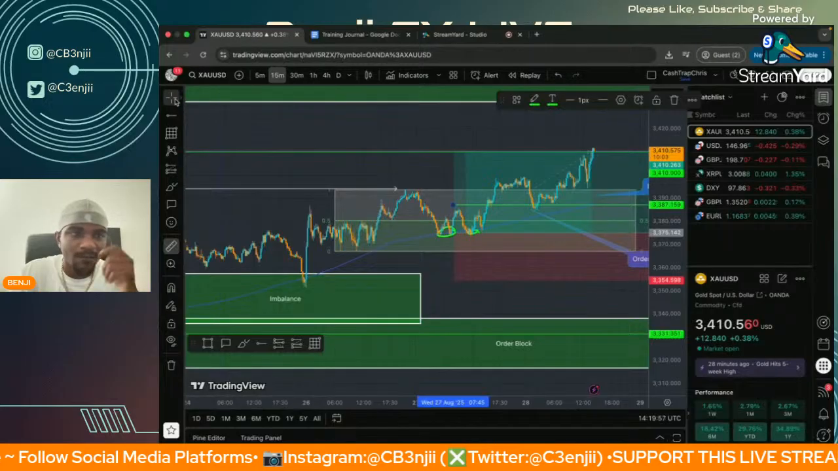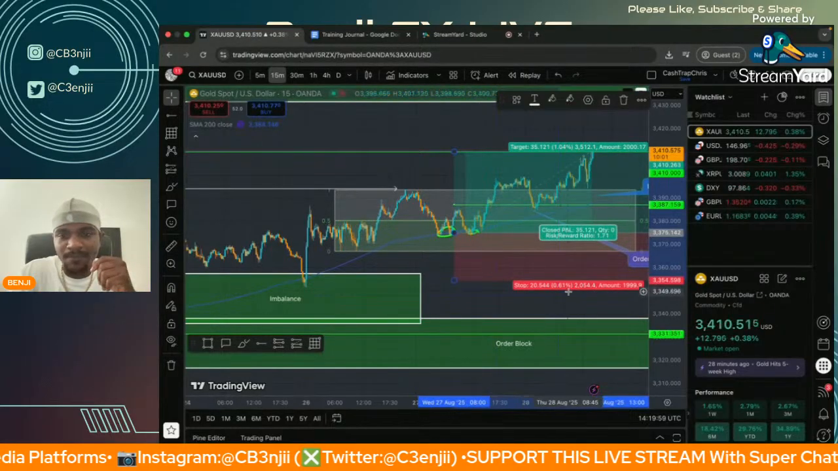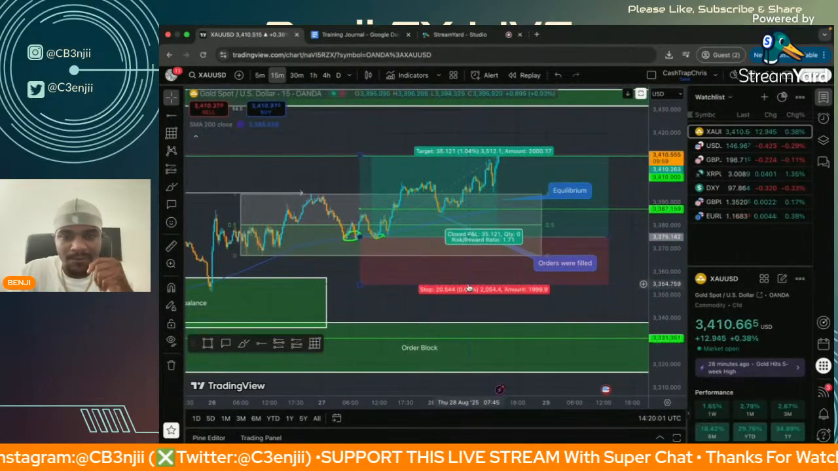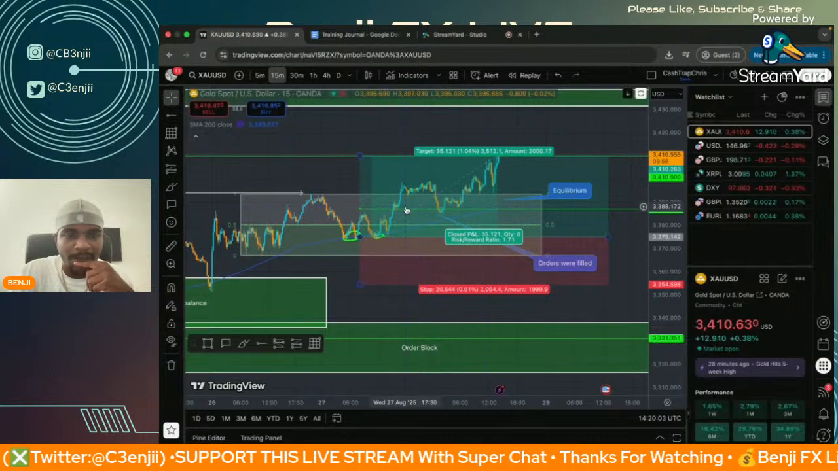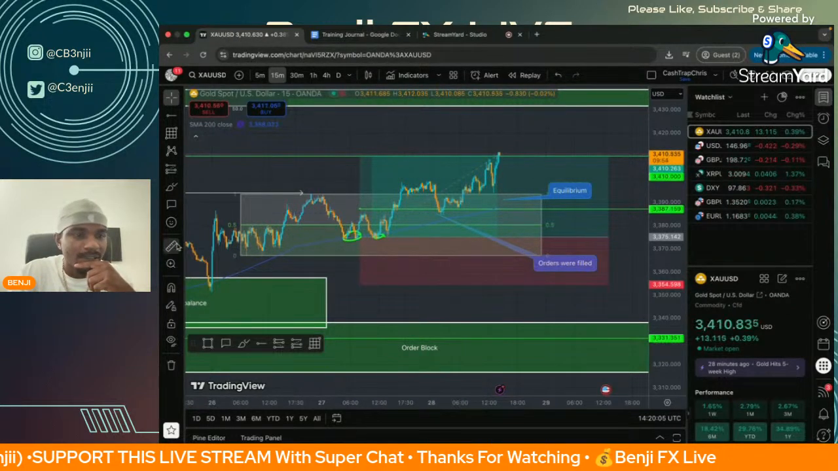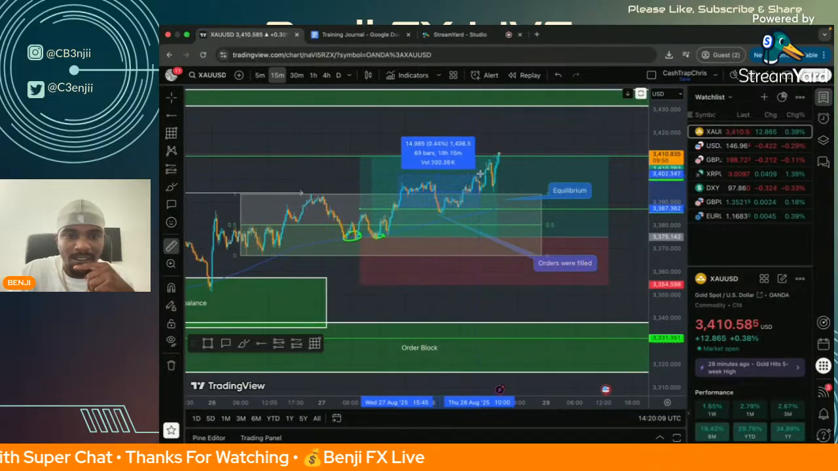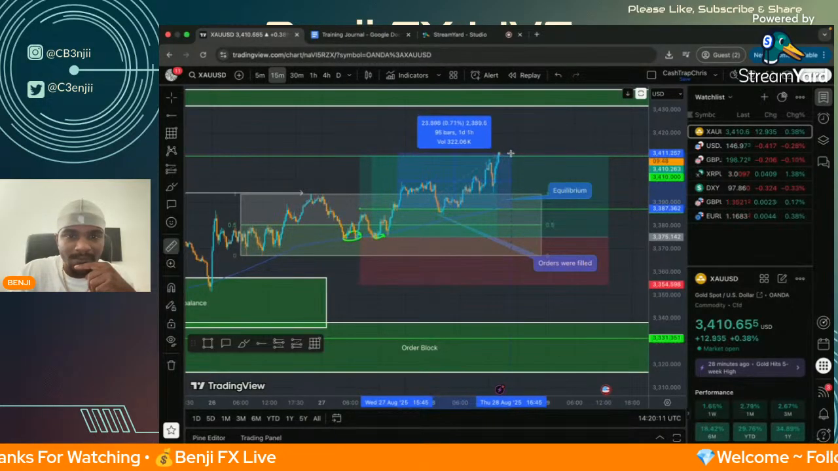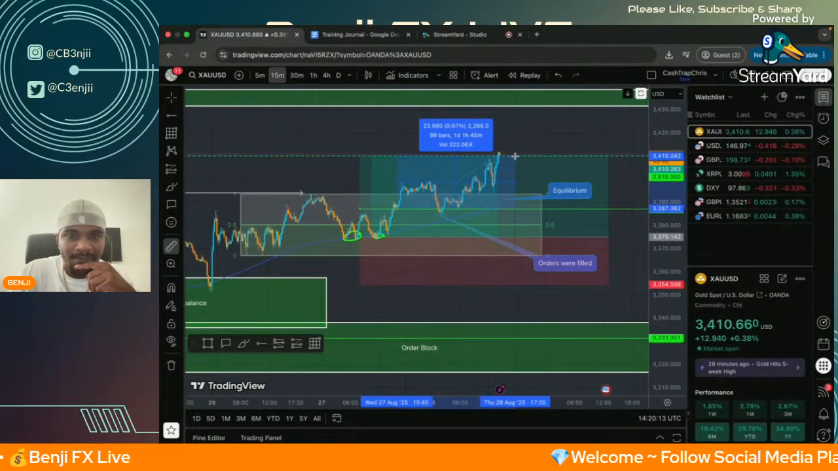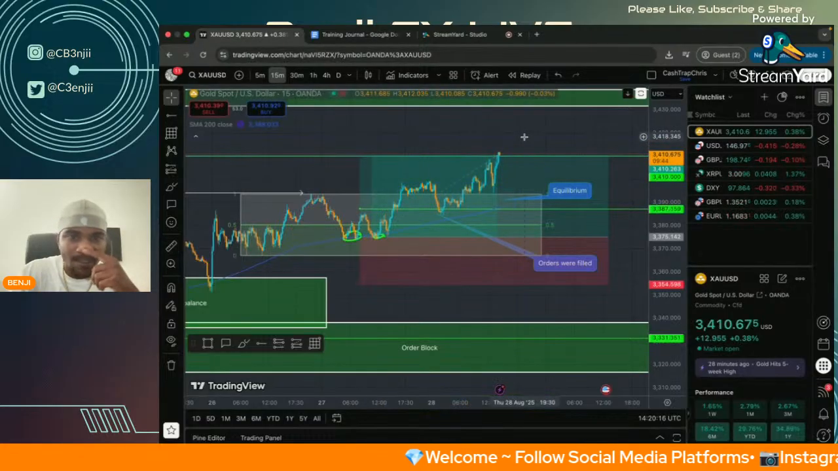I ain't even got to pull out the ruler for real because I already got it marked up. We had a 1.7 win ratio on that one. Price definitely moved as expected from entry. 34.10. Nice, 22 pips.